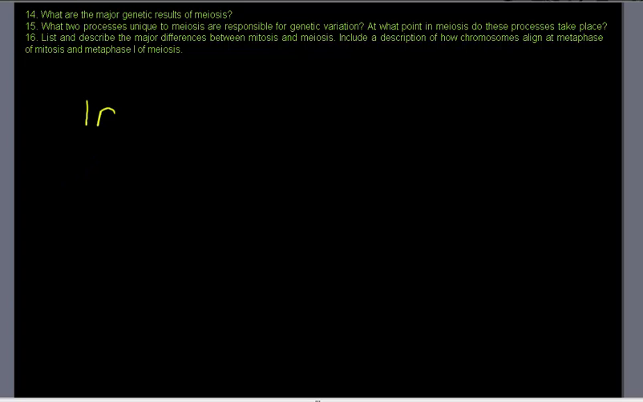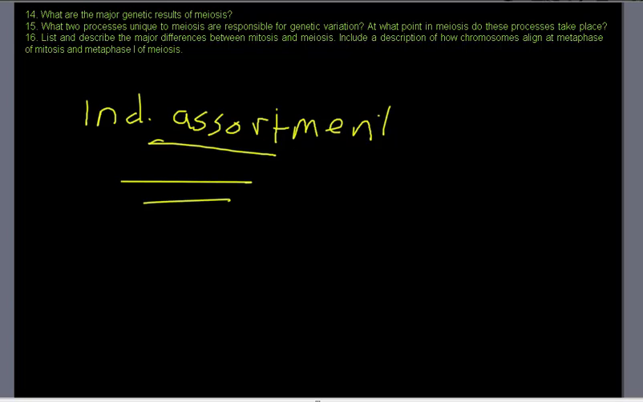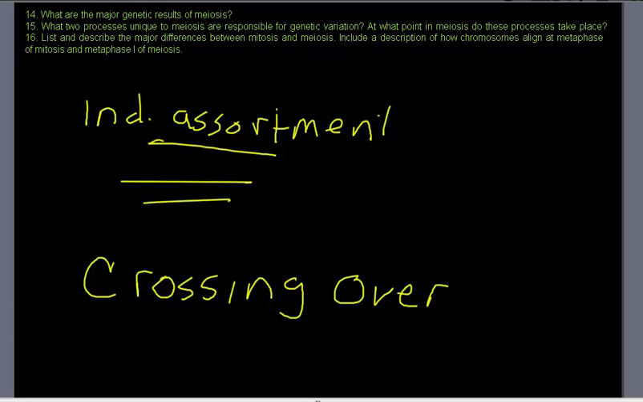So genetic variation. A lot of people like to say crossing over, and that's the other answer to the question. But people like to forget about independent assortment. What's the other one? Crossing over. And so I like to not even worry a whole lot about crossing over until we get to whatever the chapter is on genetic mapping. Because crossing over is important, but I don't really think we're going to do much with crossing over until we get to mapping, because that's where it really comes into play.